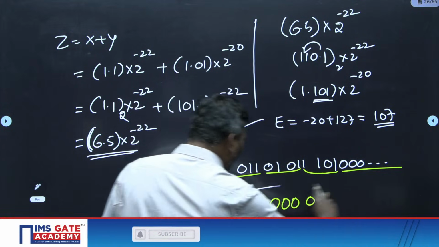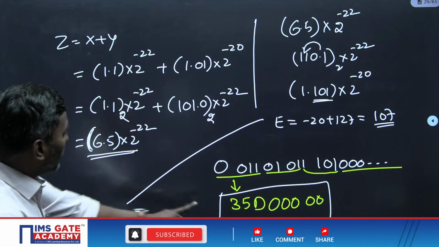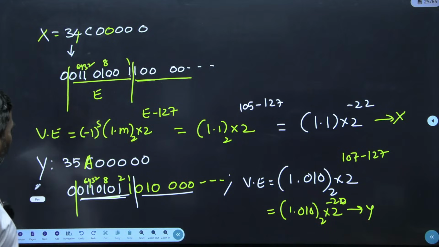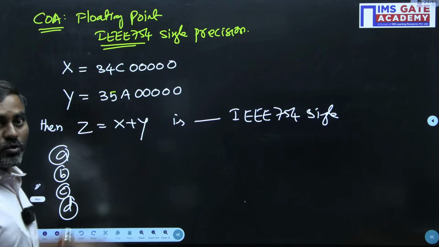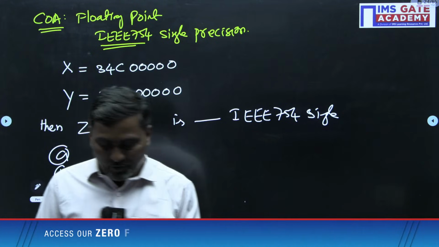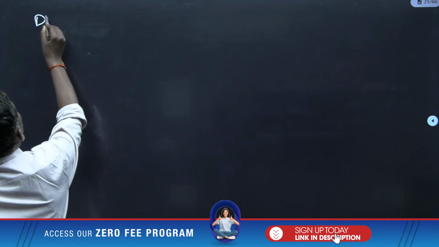If the given values are correct, one of the options should be this one. That values need to be checked based on what values are given; based on the values only it will change. But this is a very straightforward question.